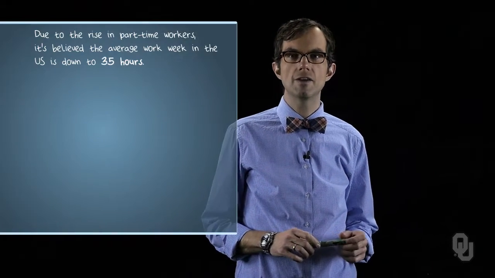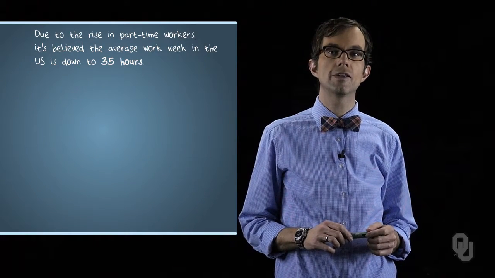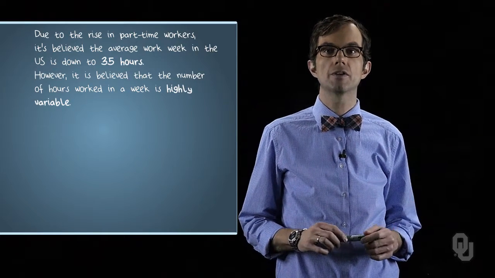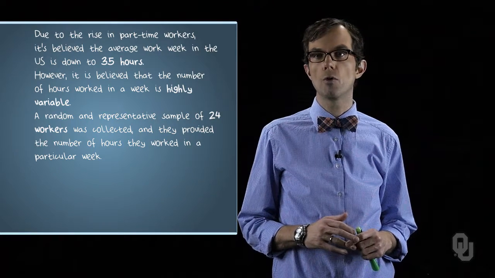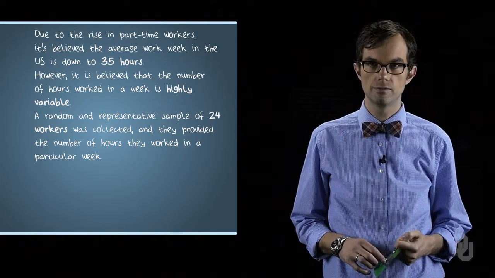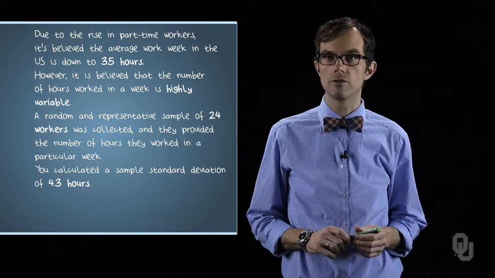Okay, let's work a few examples of estimating population variances and standard deviations with confidence intervals. So the first example. Due to the rise in part-time workers, it is believed that the average work week in the US is down to 35 hours. However, it's believed that the number of hours worked in a week is highly variable. A random and representative sample of 24 workers was collected, and they provided the number of hours they worked in a particular week. You calculated a sample standard deviation of 4.3 hours.